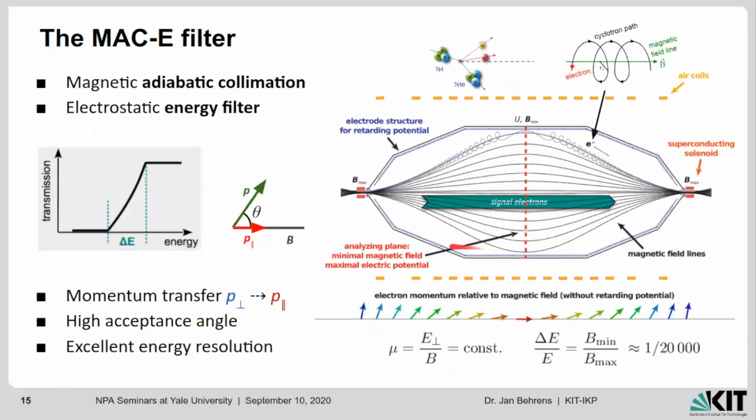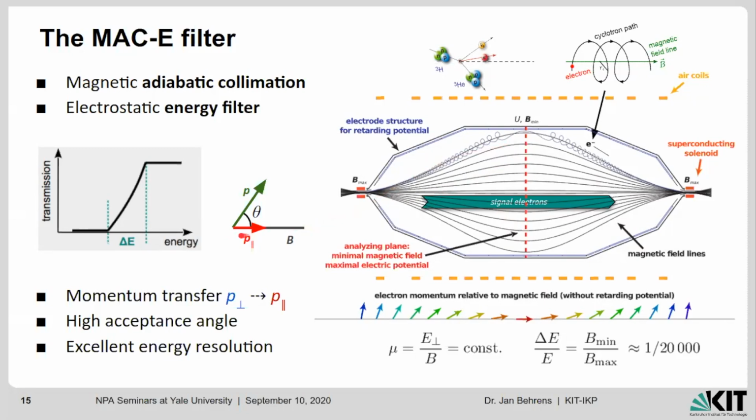I want to explain now where these 2.8 eV of energy resolution come from. In the MAC-E filter, we have not only the energy filter, but we also have magnetic adiabatic collimation, which is the other part of the MAC-E name. The problem is that our source is isotropic. If an electron were emitted with its momentum pointing along the magnetic field line, all the kinetic energy would be available in the longitudinal component relative to the magnetic field line, if the momentum were equal to this longitudinal vector. That means that the full kinetic energy of the electrons would be available in the center of the spectrometer, the analyzing plane where we apply the retarding potential.